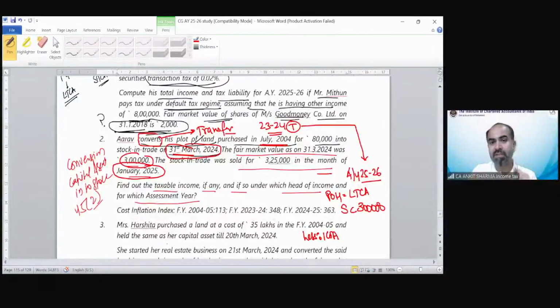Now you can see the stock has been transferred in January 2025. Should we go for indexation of this cost of acquisition, even if the asset has been transferred on or after 23rd of July 2024, or not? So would indexation be done or not? What would be the correct answer? Should we apply indexation in this case or not? Because that asset has been sold, the stock has been sold in January 2025.